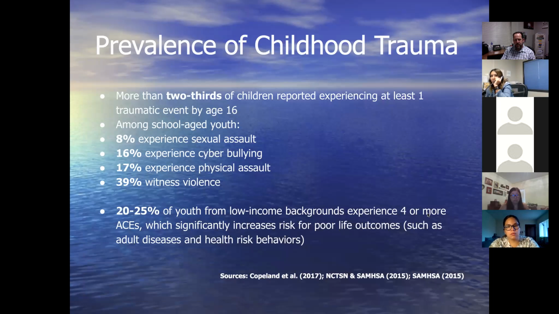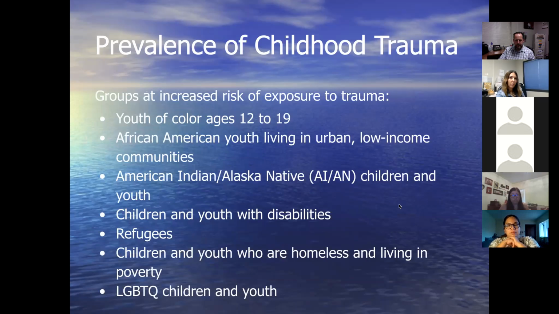This takes us through a little more detail. Looking at young people, 8% have experienced sexual assault, 16% cyberbullying, 17% physical assault, 39% witnessed violence. Those in low socioeconomic areas are exposed at a higher rate than those in higher socioeconomic areas. Youth of color, ages 12 to 19, are also exposed to higher rates of traumatic events. African American youth living in urban low-income communities, American Indian, Alaskan, children with disabilities, refugees, LGBTQ youth: all are at higher risk of exposure to childhood trauma. So these are important factors.